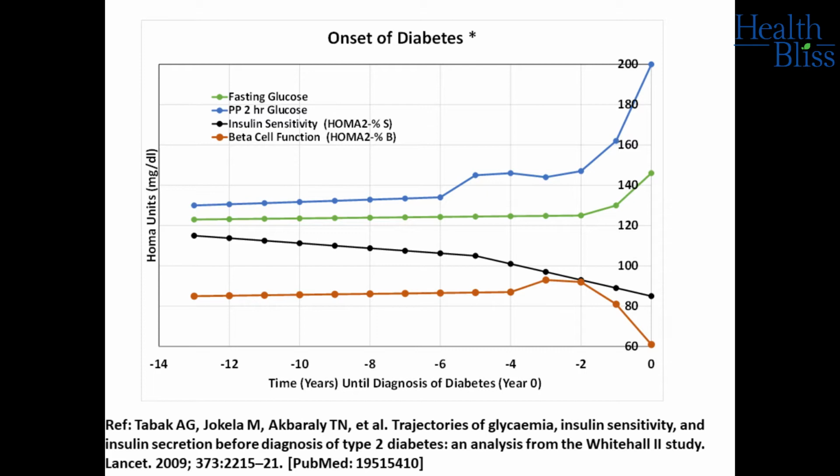You can see from this study that the progressive decrease in beta cell activity and insulin sensitivity starting in that 5 to 6 years starts to show up in increased fasting blood glucose and postprandials, and as they increase they finally get into a diabetic zone based on the criteria we discussed earlier.